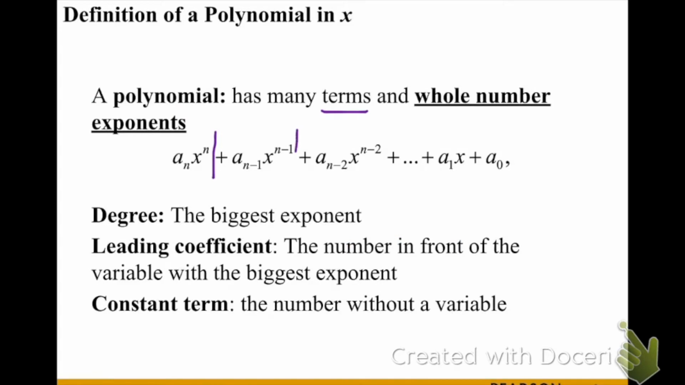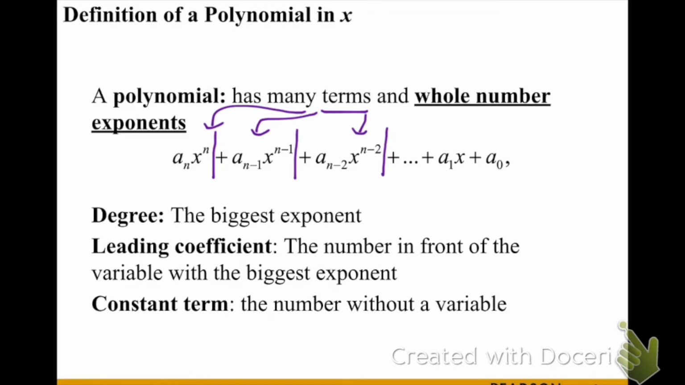First off, though, what is a polynomial? A polynomial has many terms and has to have whole number exponents. Terms, just as a reminder, are those parts of an expression or a polynomial that are separated by addition and subtraction signs. So as you can see here, I've gone ahead and divided those into the different terms.